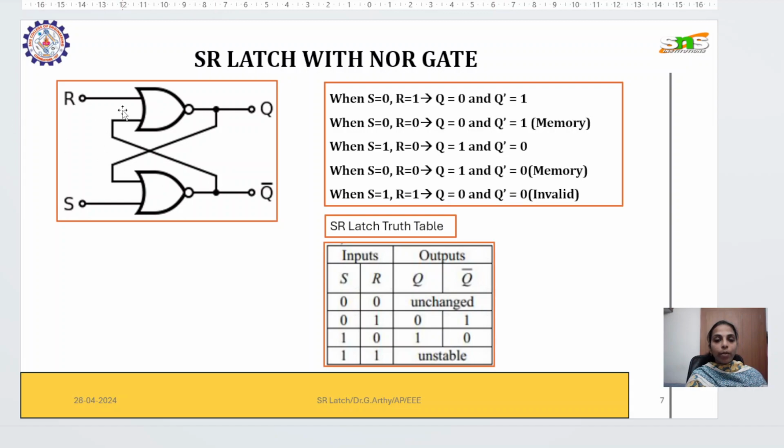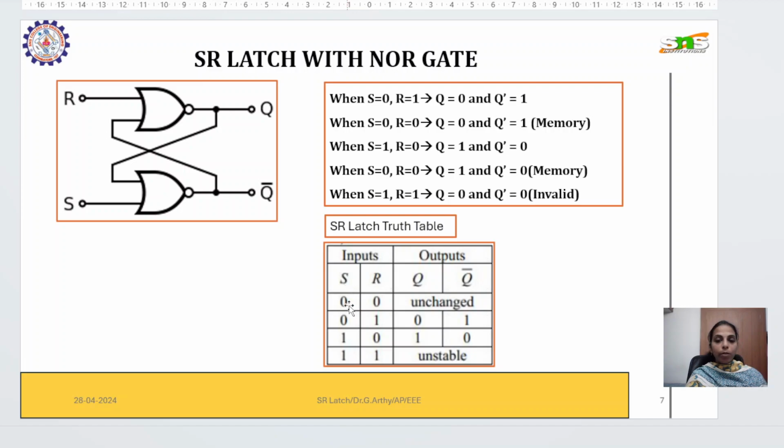That is, when we give 1, 1 here, these two inputs will be the previous outputs, that is Q. In the previous state we have Q is equal to 1 and Q dash is equal to 0. So this 1 will be going here and this 0 will be going here, right? So what happens is both the outputs will be either 0 0 or 1 1, which becomes an invalid state. So this is the truth table for SR latch.